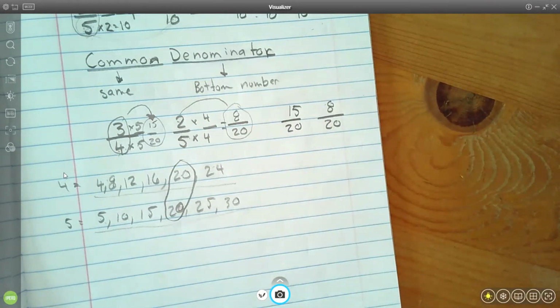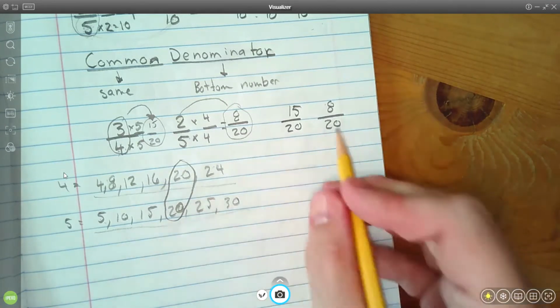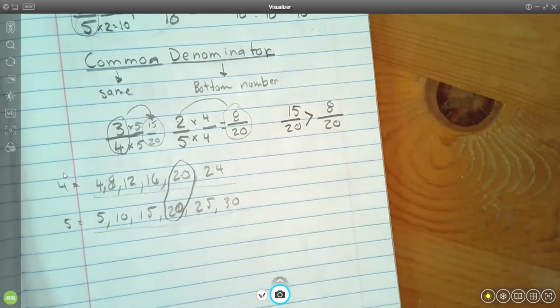And in this worksheet, you're going to see they still want you to be doing some comparing. So obviously, in this case, 15/20 is bigger than 8/20. Okay? So back to last week's packet.